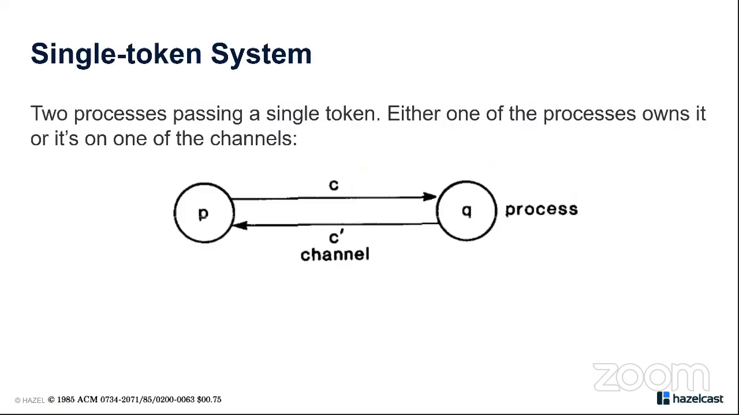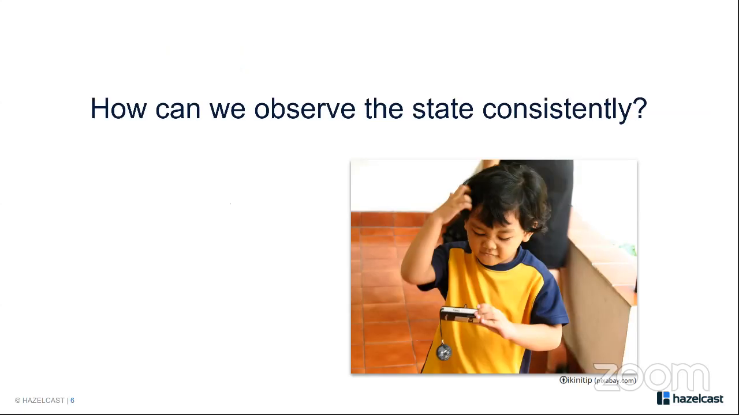So let's go back. How can we observe the state of this system? If we tell P to record its state, it will do it at one moment. If we tell Q, it may do it a moment later. And in the meantime, some events can happen in the system. So what is the way out of this? How can we observe the state consistently, so that it is a state that actually could have happened at some instant in time?